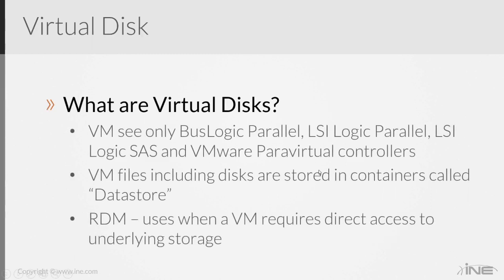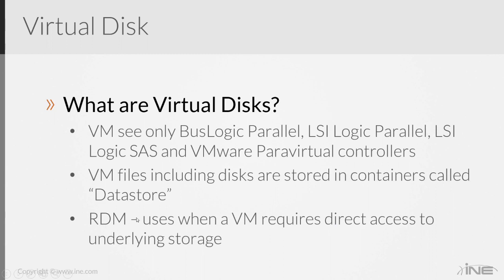Okay, so let's continue with our virtual disk here. As I mentioned previously, the VM basically connects to a SCSI adapter, and there are four types that VMware implements. You have the BusLogic Parallel, the LSI Logic Parallel, LSI Logic SAS, and the VMware Paravirtual controllers. Okay, we'll take a look at these once we create our virtual machines. As I mentioned too, we'll discuss data storage.